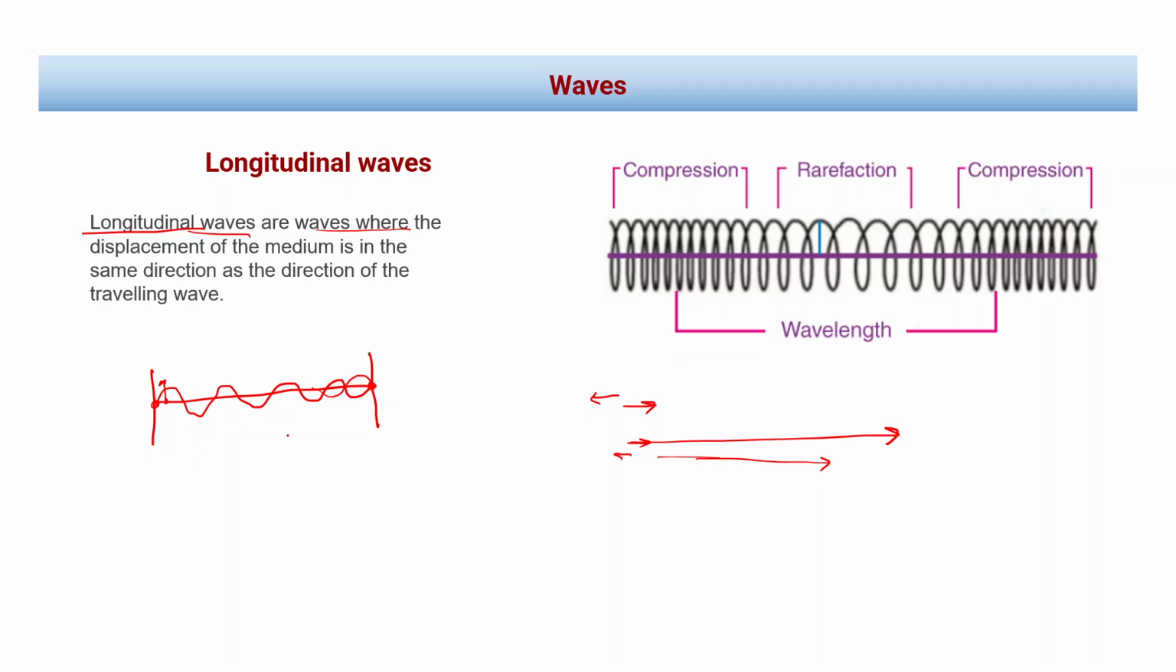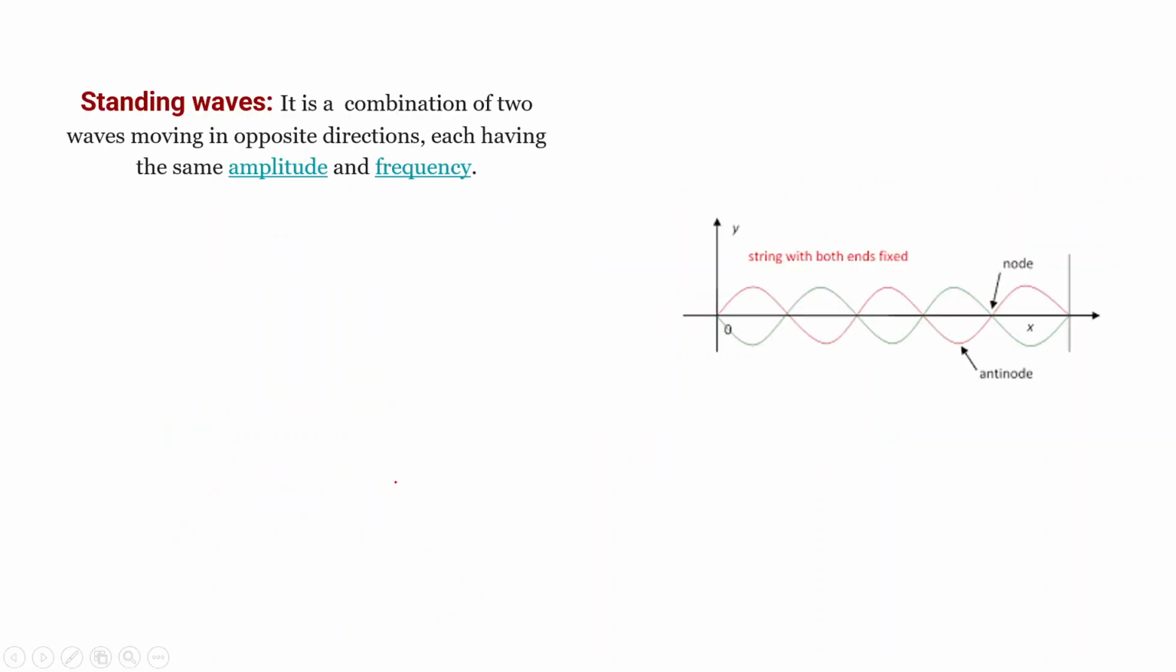And when this kind of situation happens, that there are two different traveling waves, either in the same direction, or maybe one is going in this direction and another is coming in the opposite direction, some different kind of wave, a standing wave, is generated. So what is a standing wave? A standing wave is a combination of two waves moving in opposite directions but having the same amplitude and frequency.